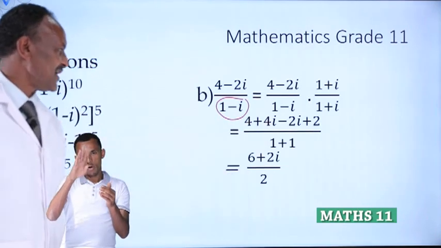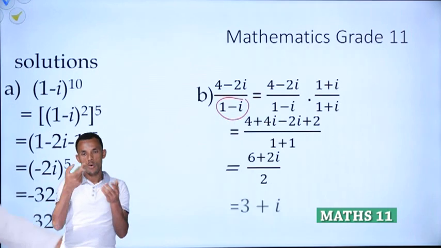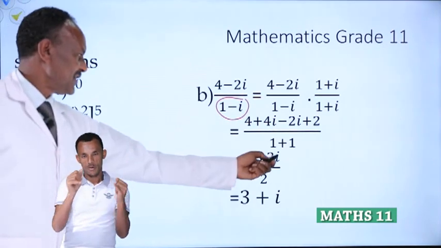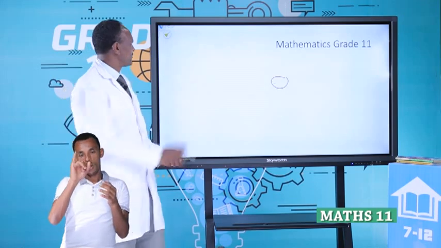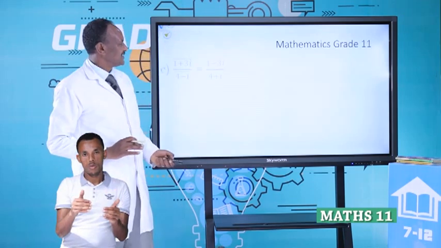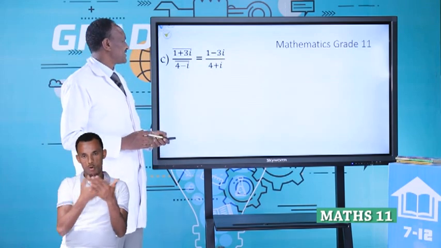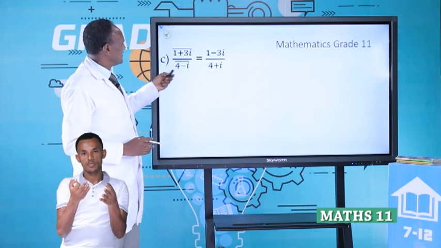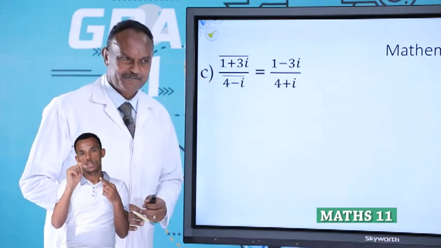4i minus 2i is 2i. 1 plus 1 is equal to 2. When this is simplified, 6 divided by 2 is 3, 2i divided by 2 gives 1i. So you will have a result of 3 plus i, which is the simplest form of that given expression. Here what it says is the simplest form of the ratio of the two conjugates.